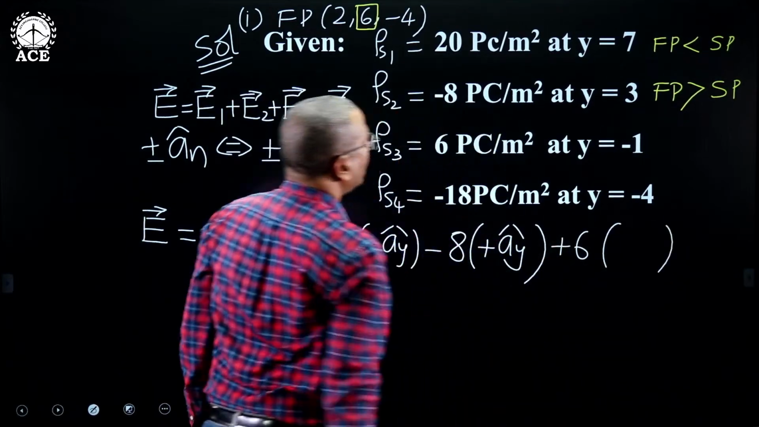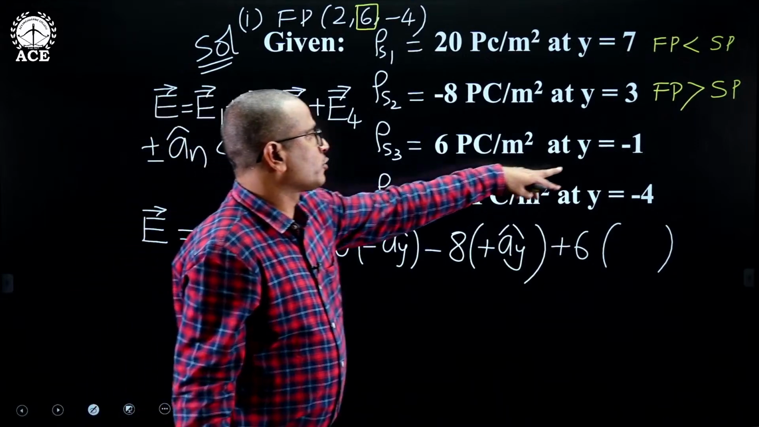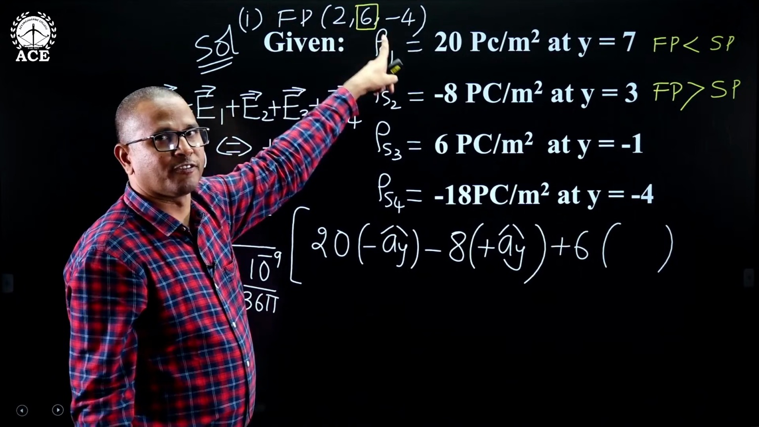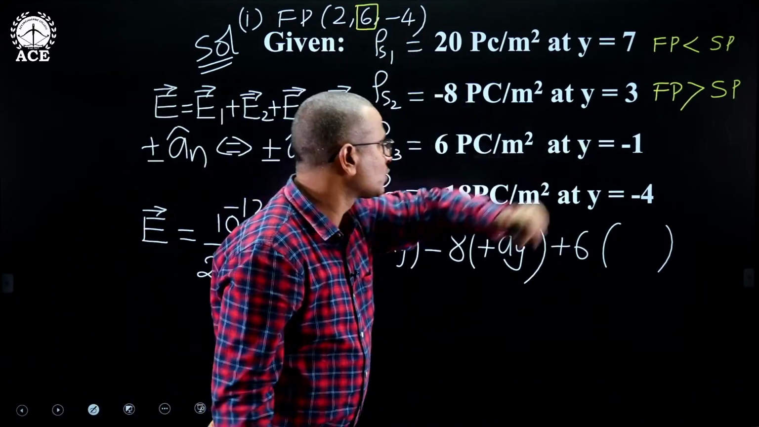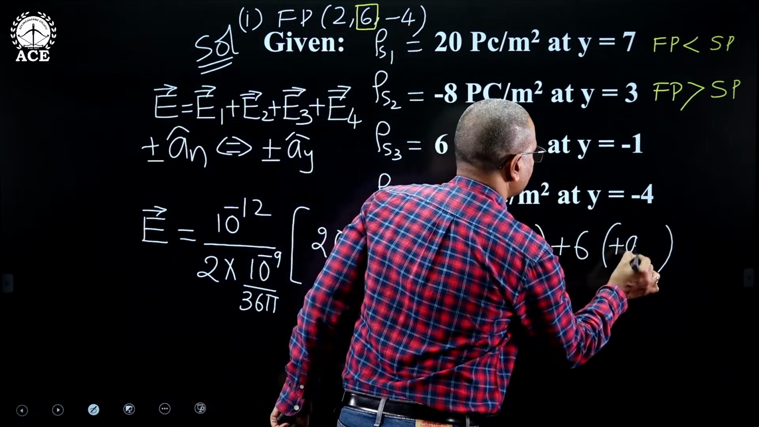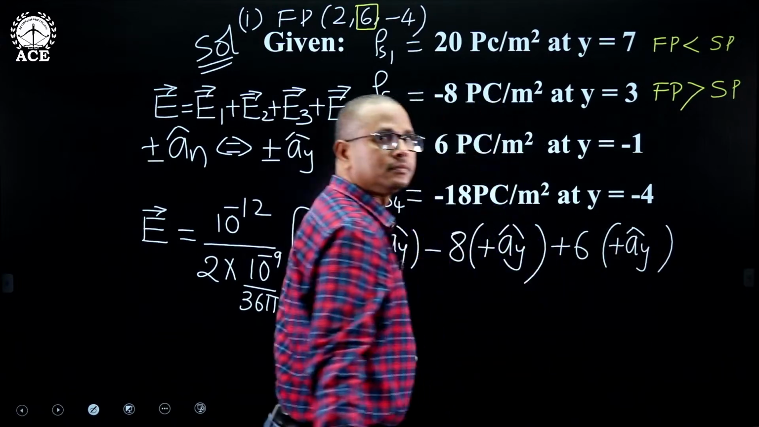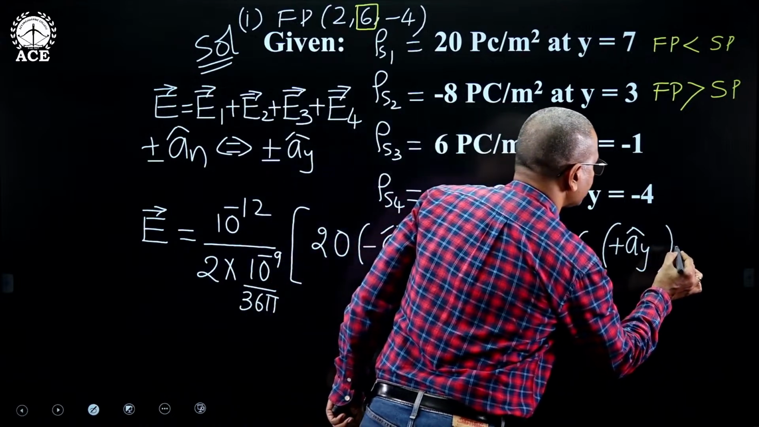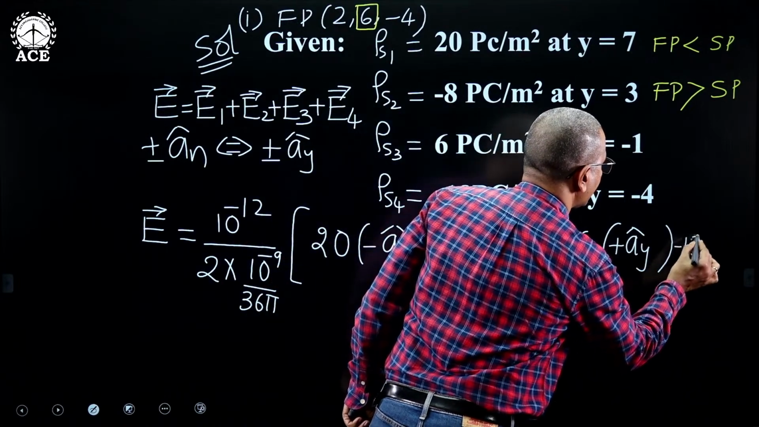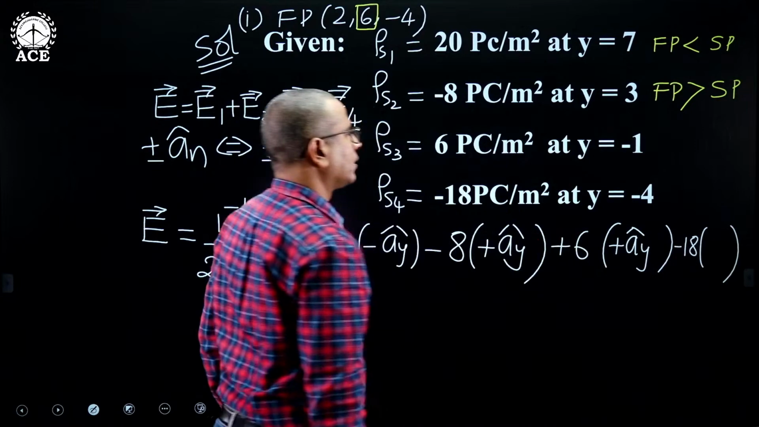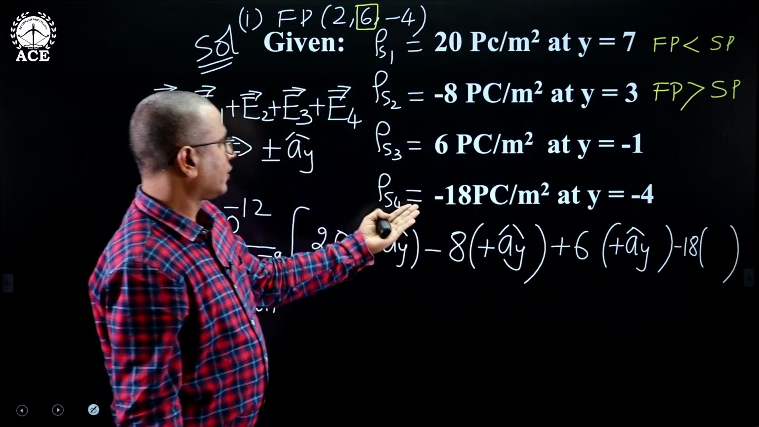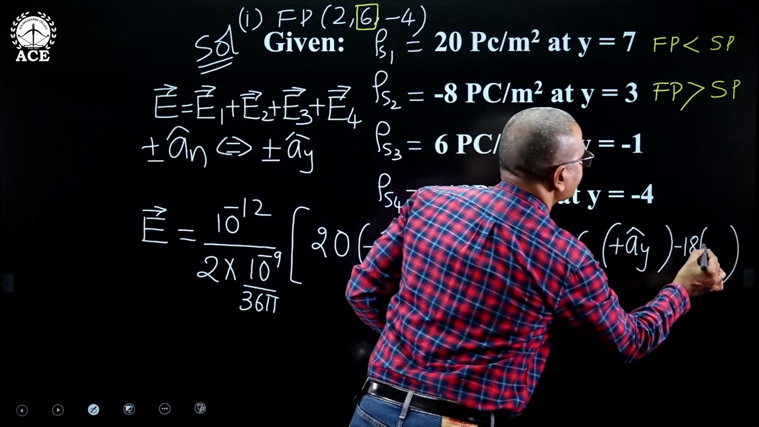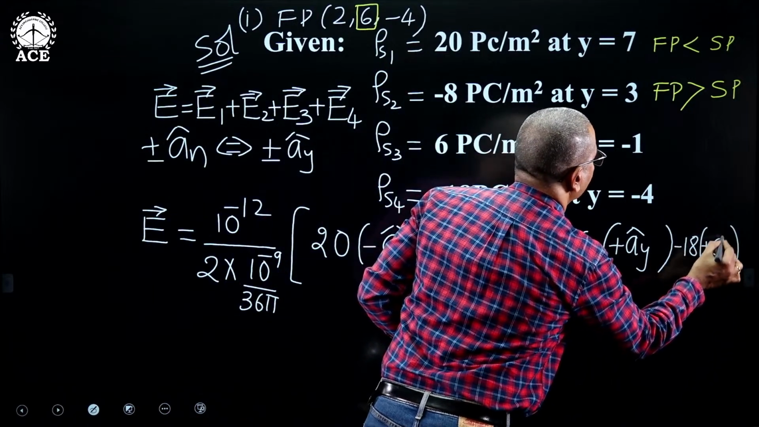Similarly, third one plus 6. You tell me 6 pico-coulomb per meter square is at y equal to minus 1 and here it is y equal to 6. FP is greater than minus 1, then plus. Last one, dear students, minus 18, multiply with unit vector. Tell me what is the unit vector. For minus 18, y equal to minus 4, your field point is at 6. Then this is plus AY cap.